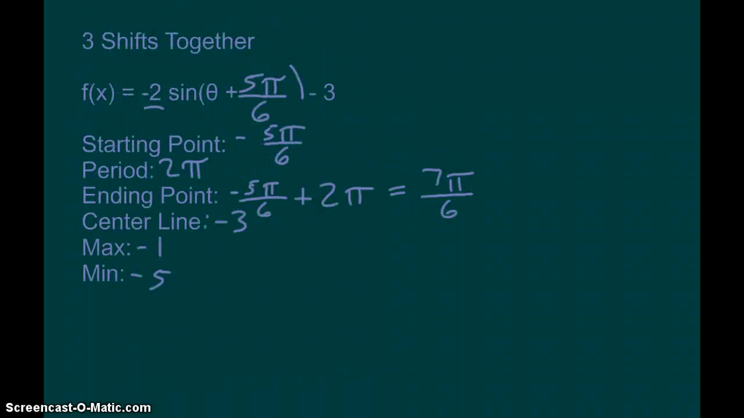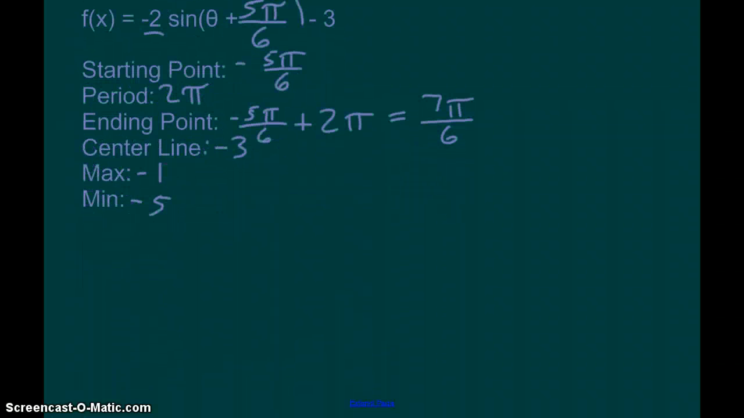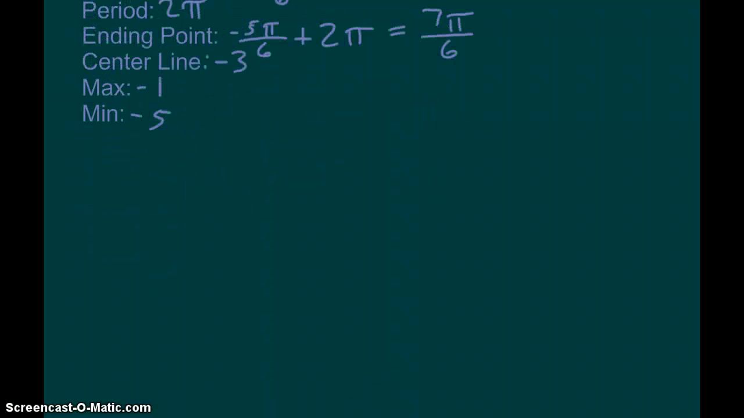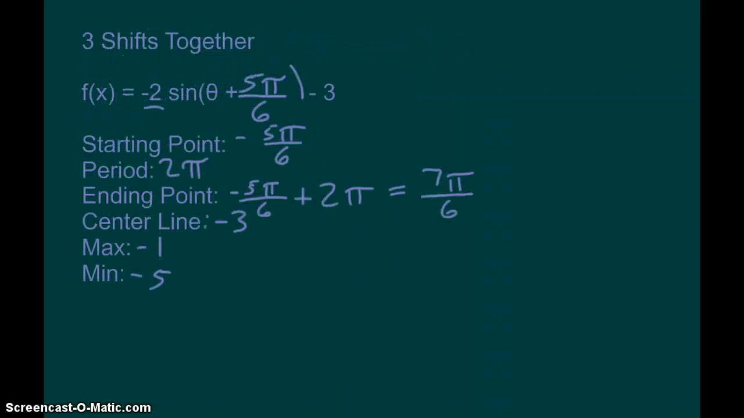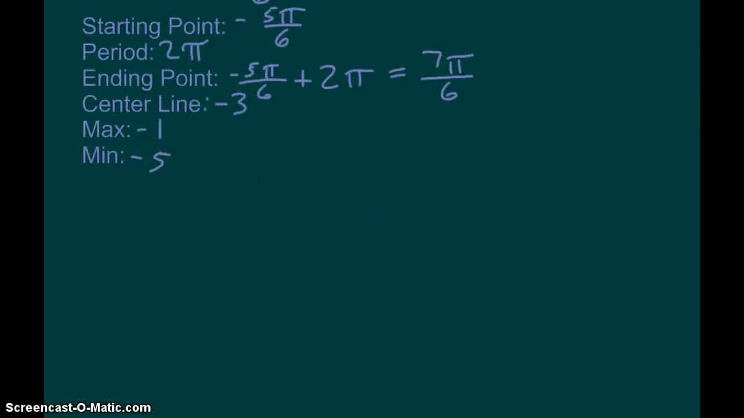And so I'm going to scroll down here with the purpose being I don't need the equation in order to do my graph. I don't need to have y equals -2 sine of theta plus 5 pi over 6 minus 3 in order to be able to do my graph. All the information I need is right here.